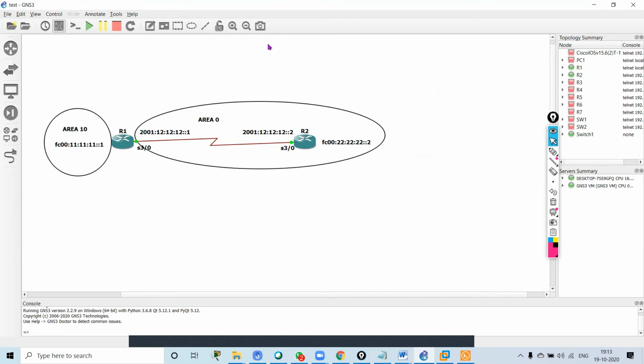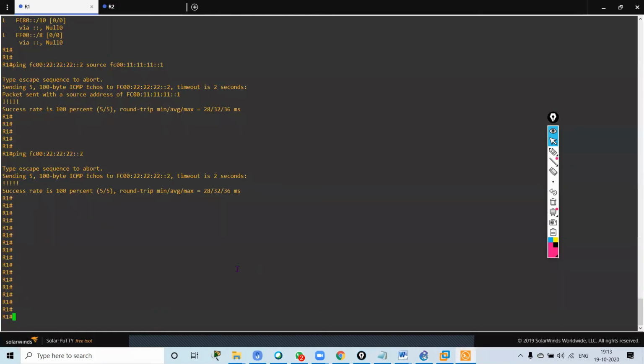So this is my area 0. Now how to configure our OSPF? How to configure OSPF? So let us go on the router, remove the default route.